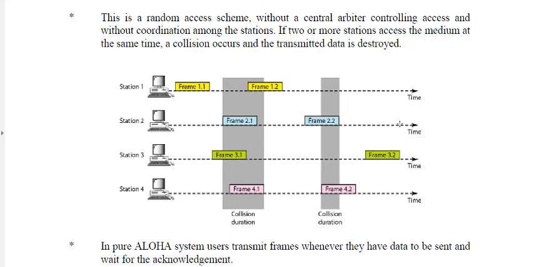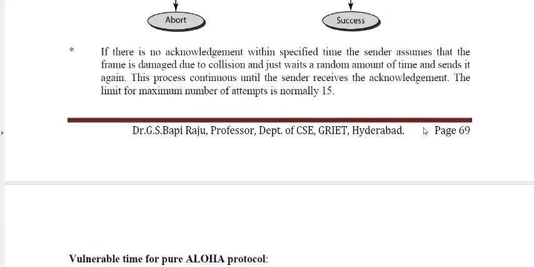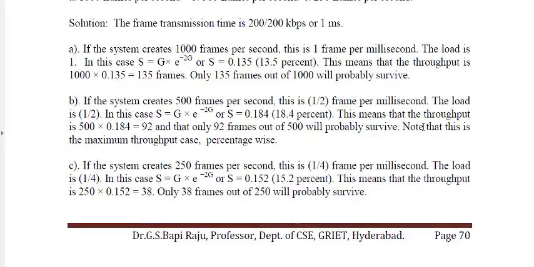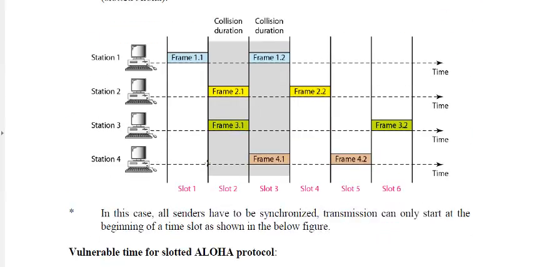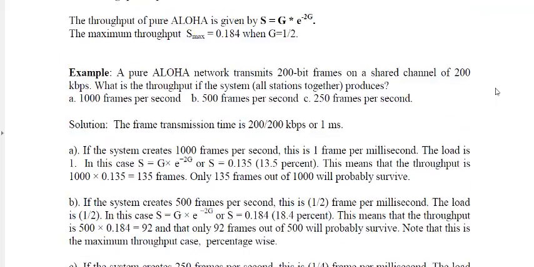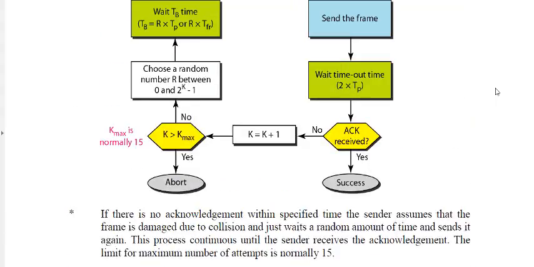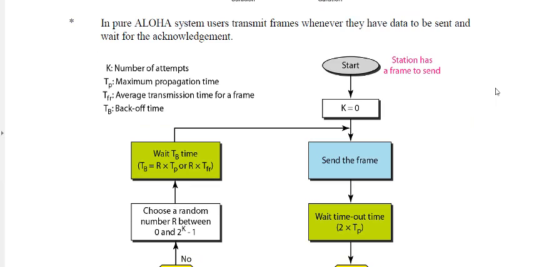The second one is slotted Aloha. In slotted Aloha, you can reduce these collisions, because in slotted Aloha, the frame starts only at the beginning of the time slot. So comparatively, the collisions in slotted Aloha are fewer than in pure Aloha. And you can see here how this works.